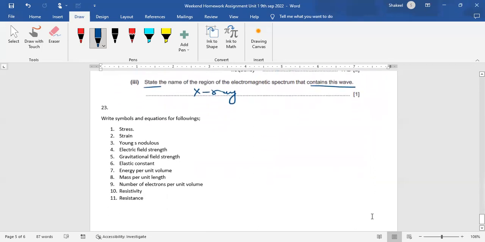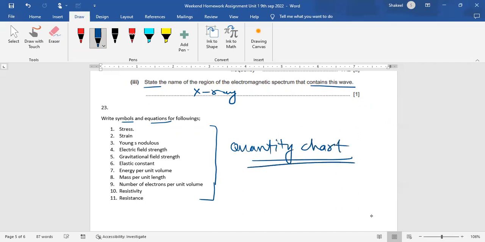Then you have to write the symbols and equation for the following. We have done that in the quantity chart, so I'm referring you to the quantity chart. You can check your answer from there for these. This is just knowledge-based stuff.